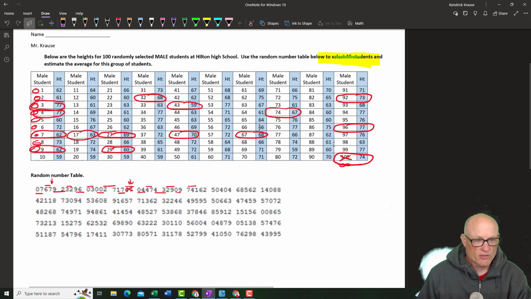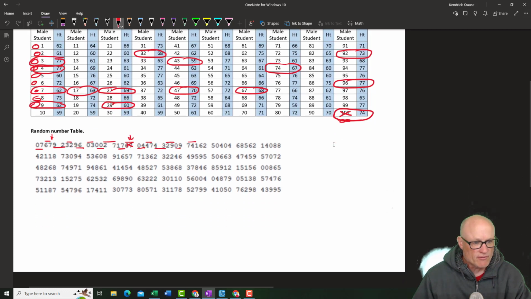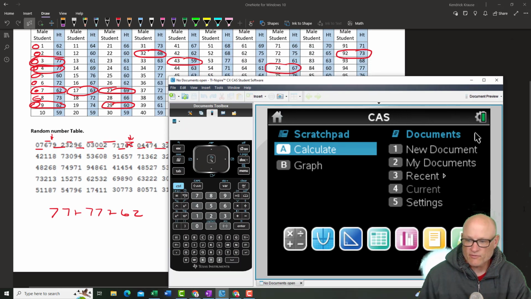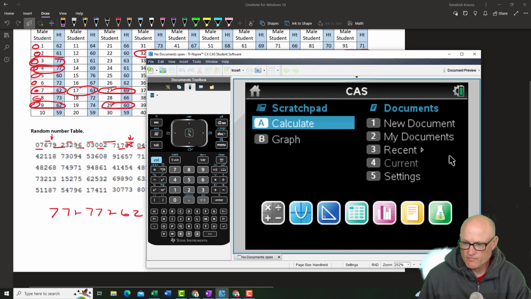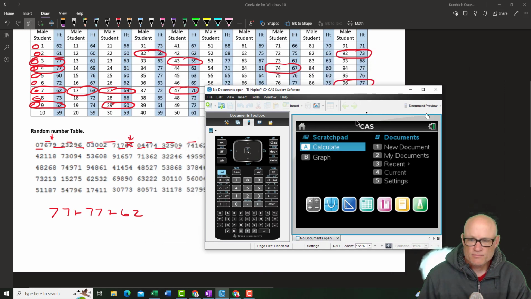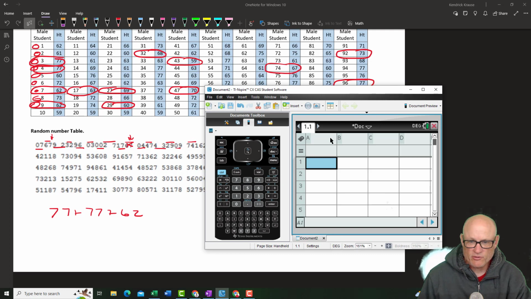So now I'm just going to write those numbers down. Those numbers are 77 plus 77 plus 62. My God, my handwriting is horrible. Actually, you know what I'm going to do? I'm just going to put them in a list and spreadsheet for myself. Let's see if I can shrink this up a little bit. Why can I not shrink this? So list and spreadsheet, I'm just going to do it this way.